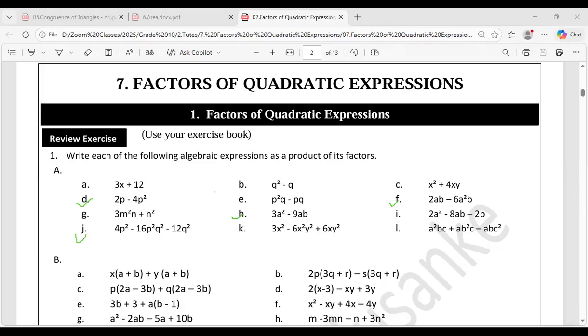Try to do them very fast, and I want to see who finishes first. Please send your answers to the chat.